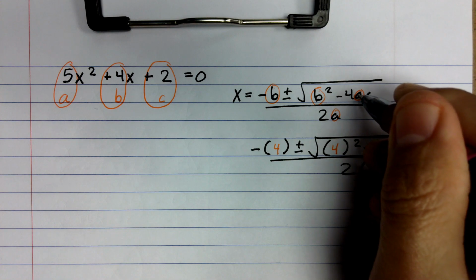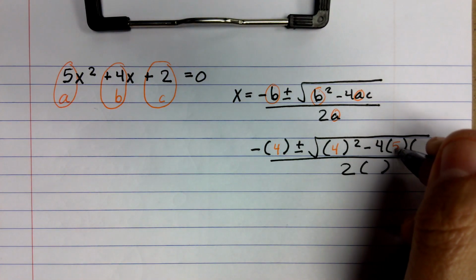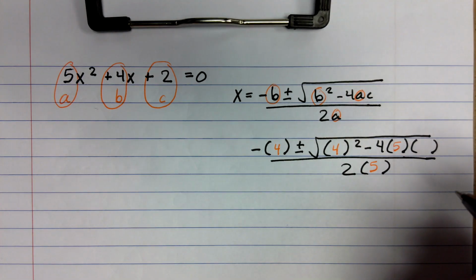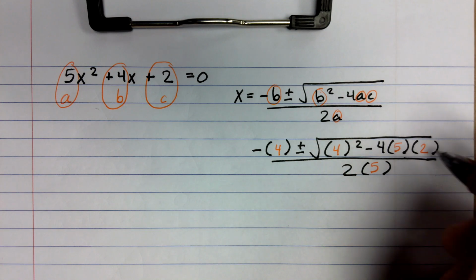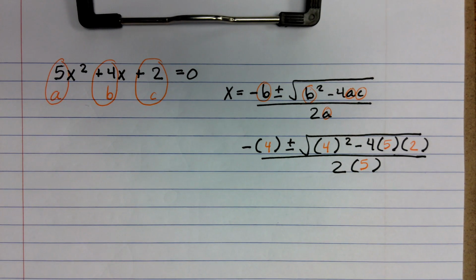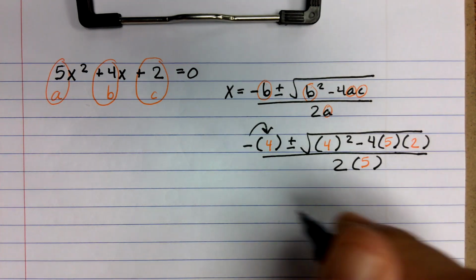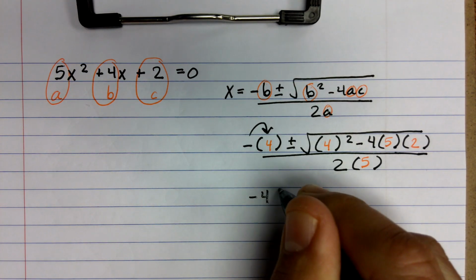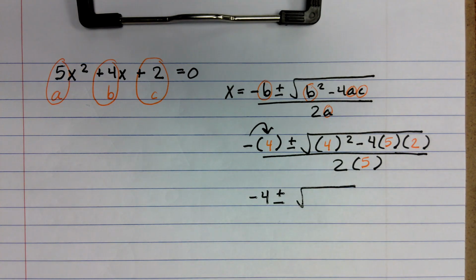I have two a's, one after the 4 and one after the 2. And my a value is 5, so I'll put a 5 right here and a 5 right here. And then our c value is positive 2. So that c, I'm going to put a positive 2 in there. And let's work this out and see what it looks like. So I'm going to distribute my negative sign. That becomes negative 4 plus or minus the square root of.